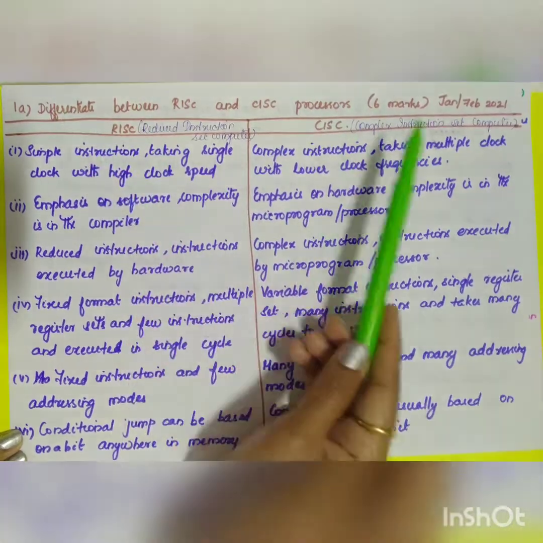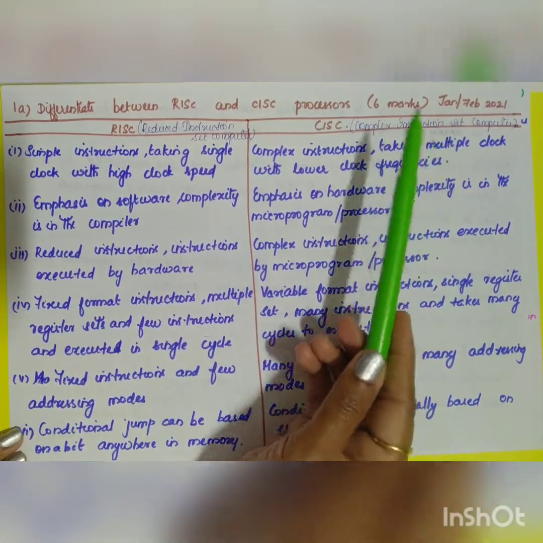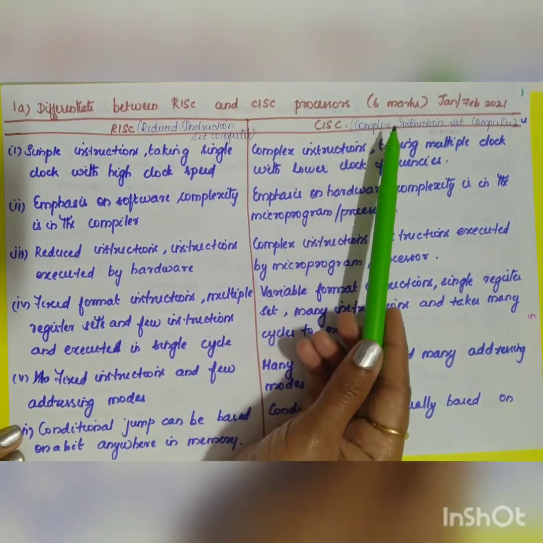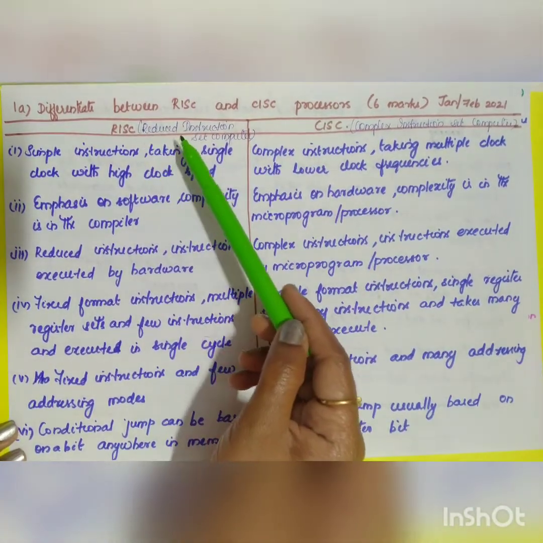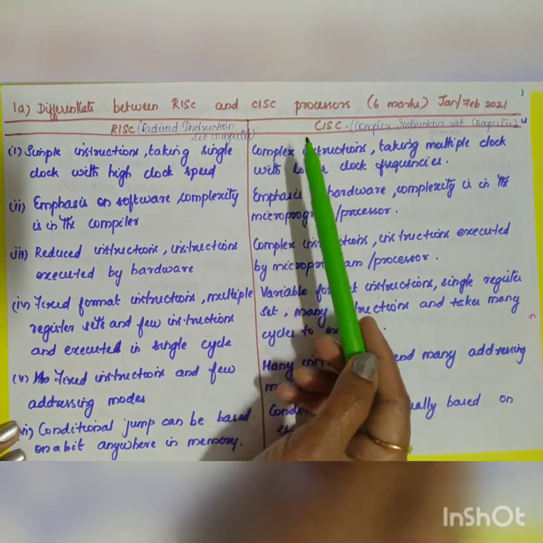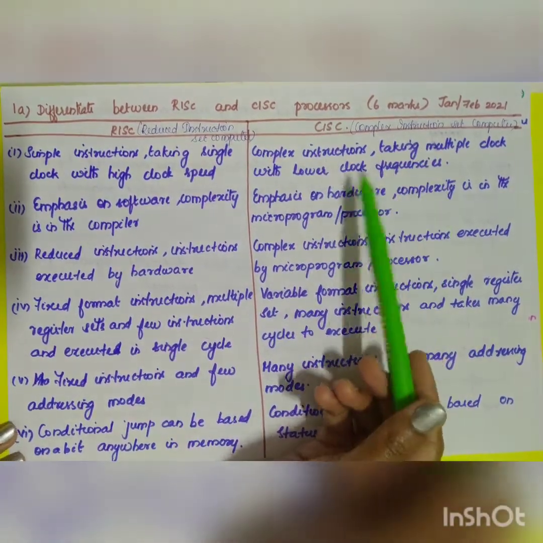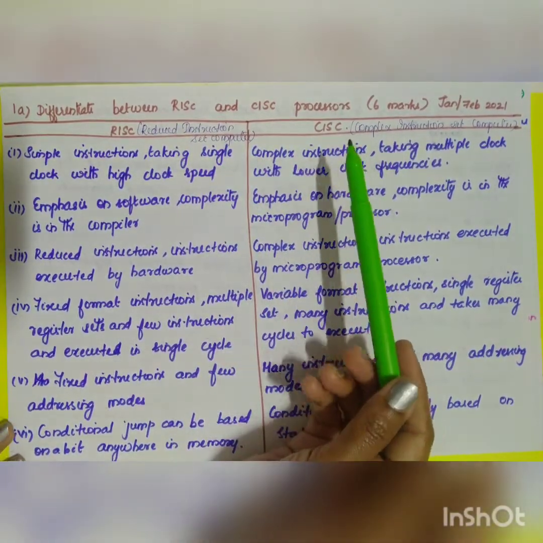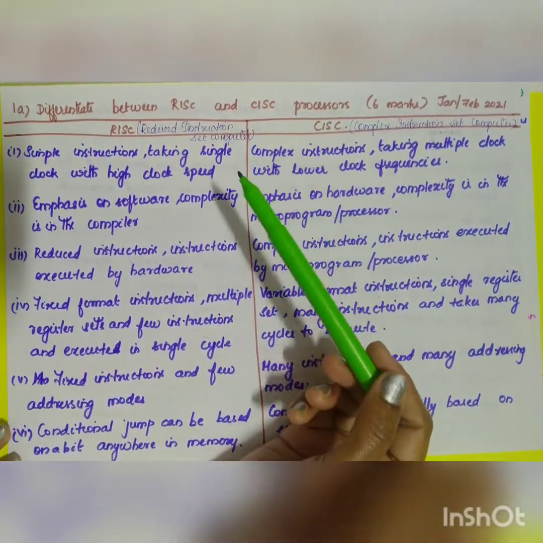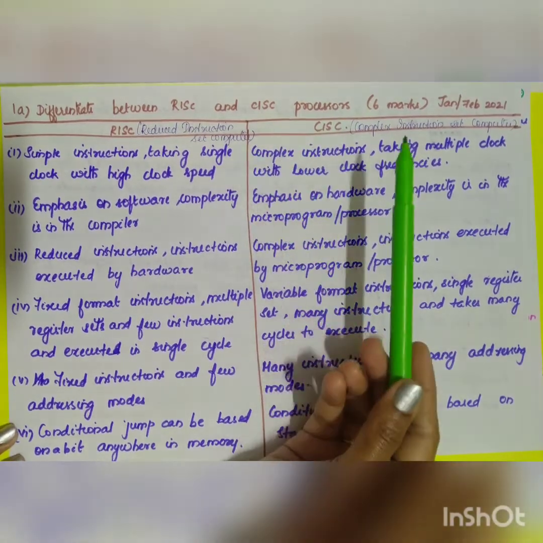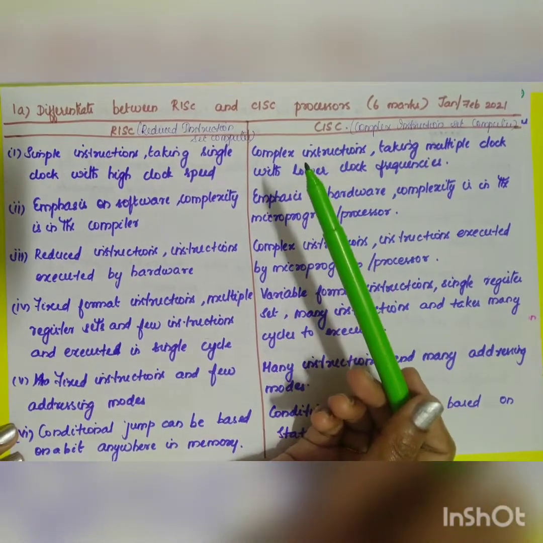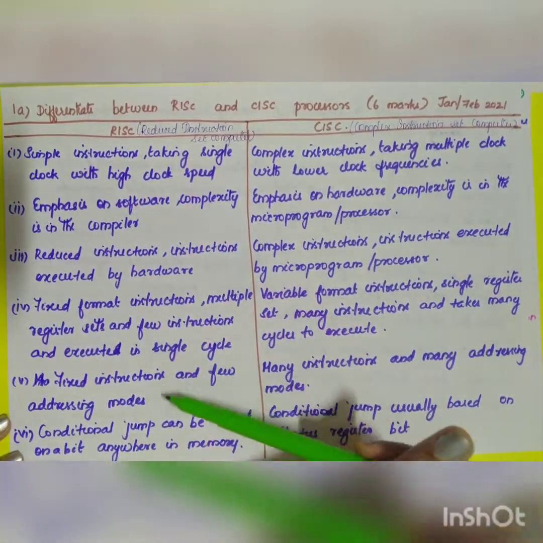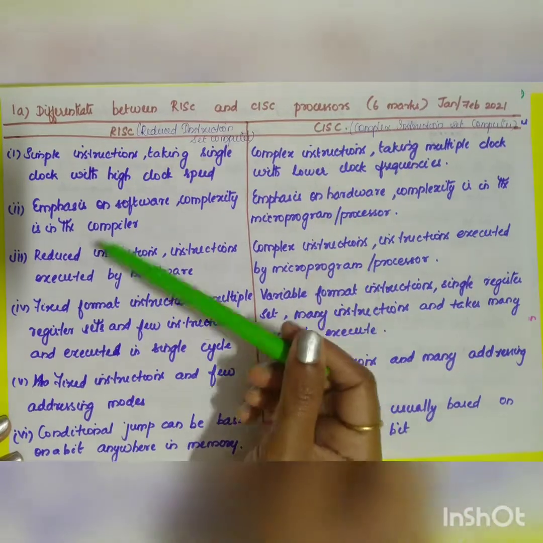The first question, part A from January-February 2021, is to differentiate between RISC and CISC processors, asked for 6 marks. RISC stands for Reduced Instruction Set Computer and CISC stands for Complex Instruction Set Computer. The differences between RISC and CISC are mainly with respect to four parameters: instructions, pipelines, registers, and load and store architecture. These are the important points which can be written for the exam.